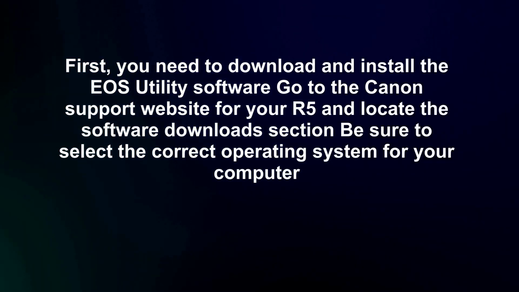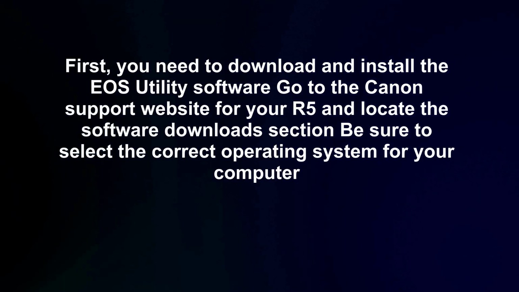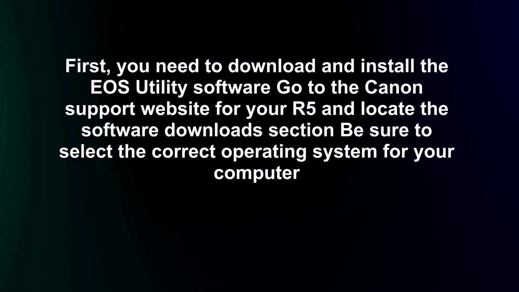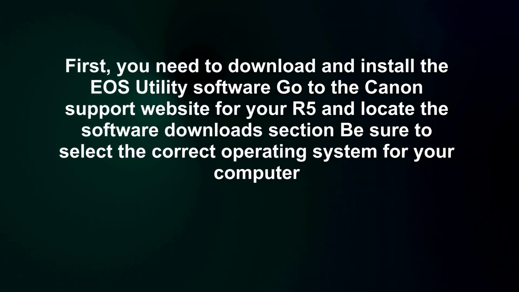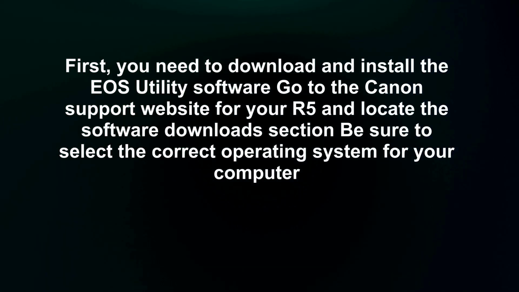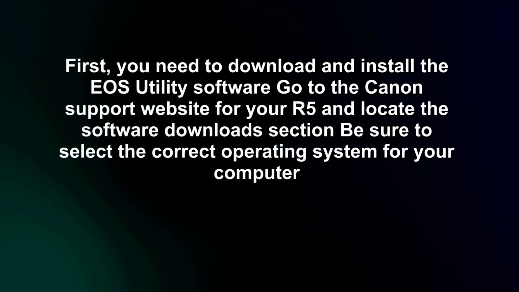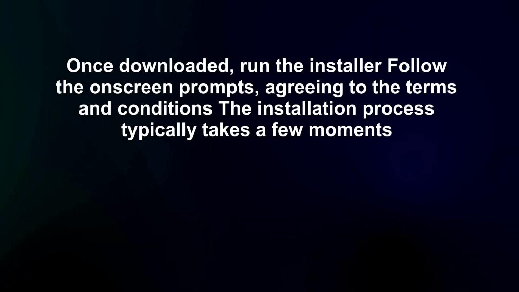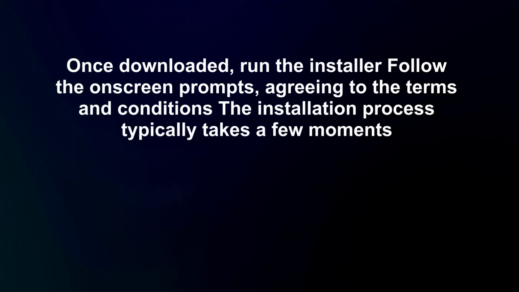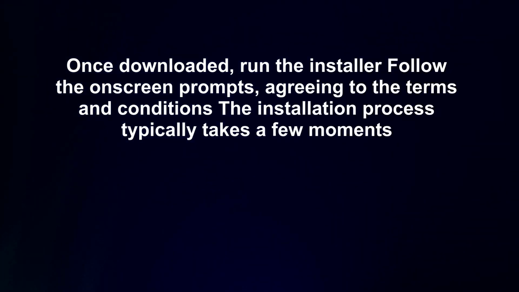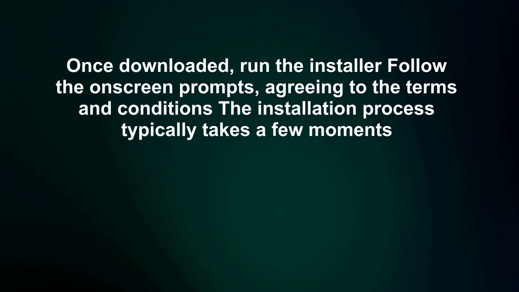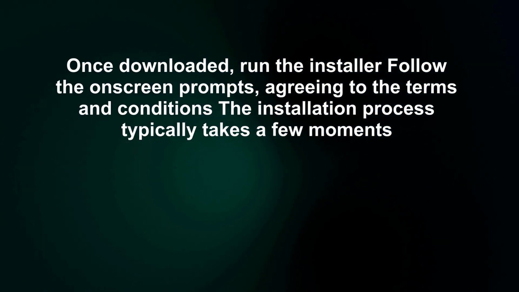First, you need to download and install the EOS Utility software. Go to the Canon support website for your R5 and locate the software downloads section. Be sure to select the correct operating system for your computer. Once downloaded, run the installer. Follow the on-screen prompts, agreeing to the terms and conditions. The installation process typically takes a few moments.